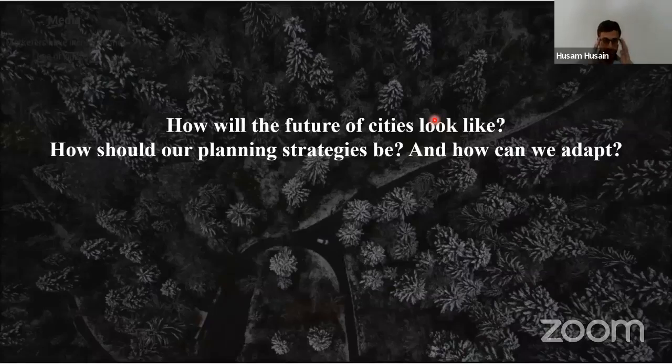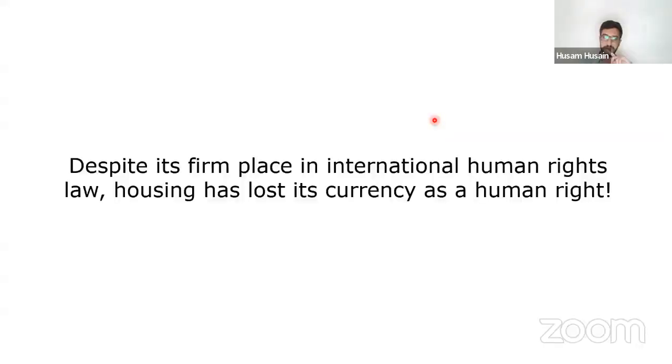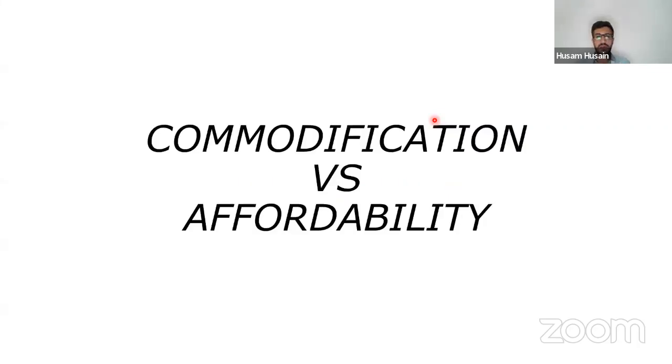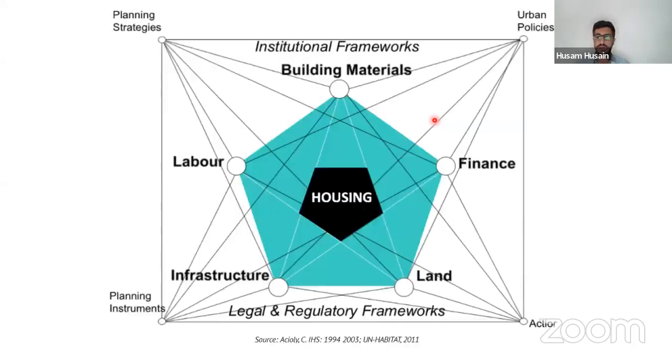So I ask myself a question, I ask everyone this question: how will the future of cities look? How should our planning strategies be, and how can we adapt to the changes over the world? Despite its place in international human rights, housing has lost its currency as a human right in general. The right to decent housing is lost. And speaking about commodification versus affordability, we will find that housing, decent housing, is not the center of visions anymore. I mean, speaking about a global vision, of course.